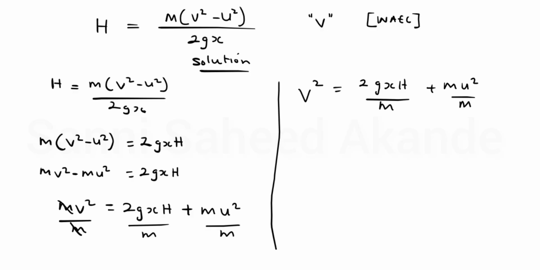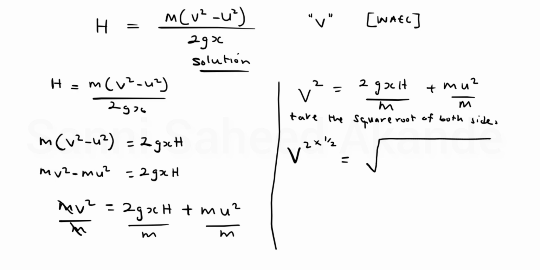So taking the square root of both sides, we have v squared then times 1 over 2. So that is a square root. Let me write it here so that you will remember what we do. Take the square root of both sides. So that's what we are doing here. Then it's equal to the square root of 2gx over m plus mu squared over m.